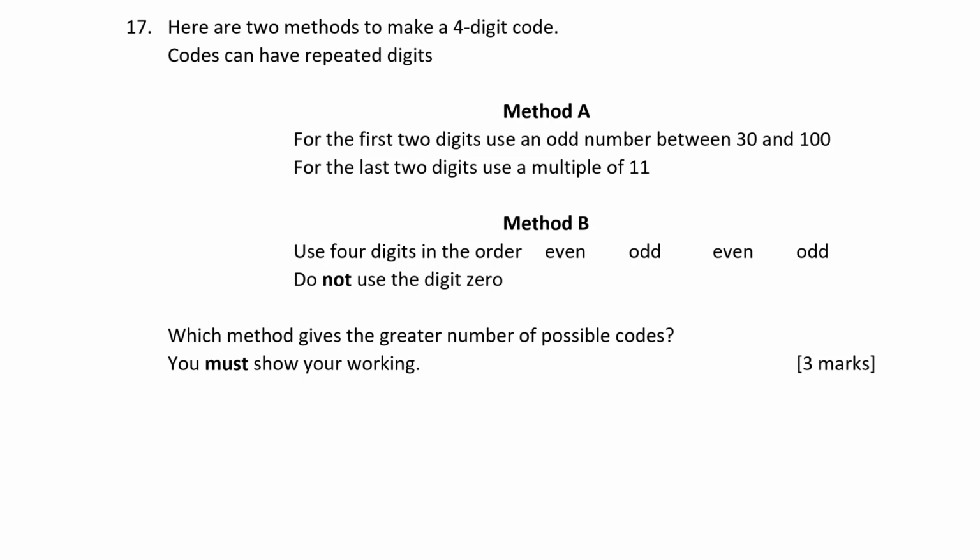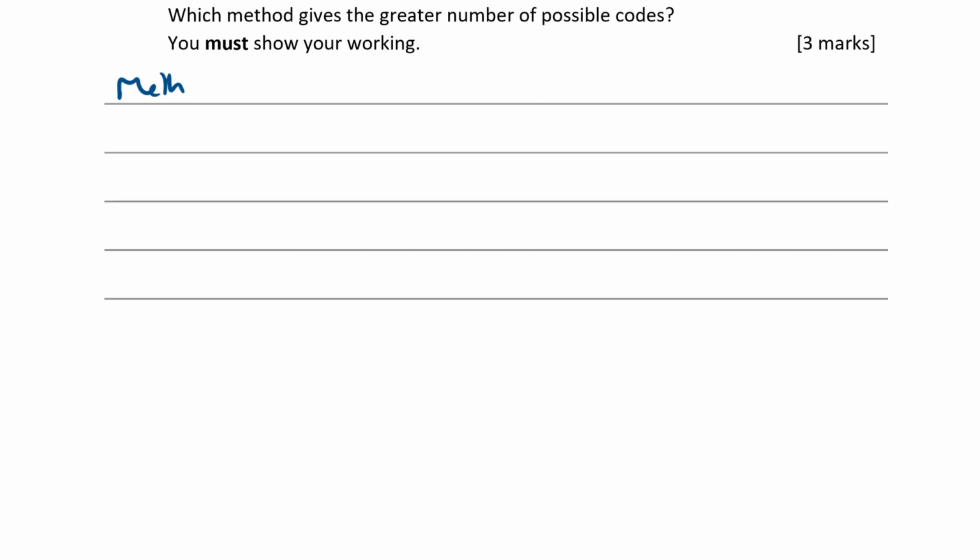Right, which method gives the greater number of possible codes? You must show your working. Well, that's an interesting question. Not seen one like this before. Let's have a look at method A to start with.